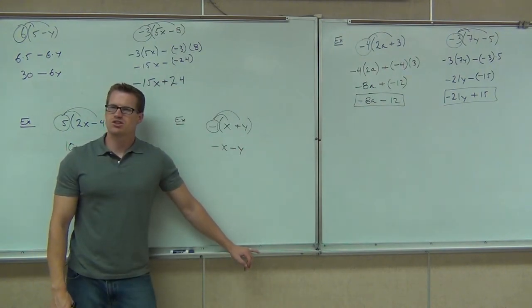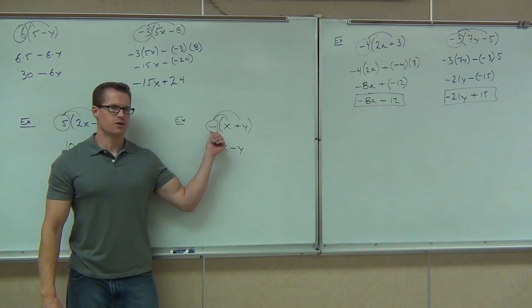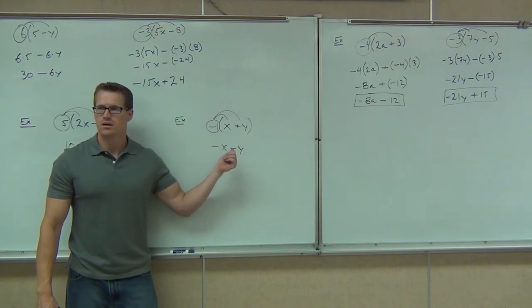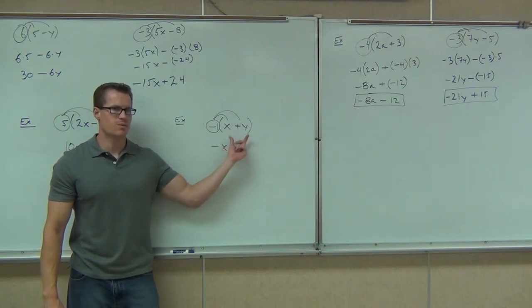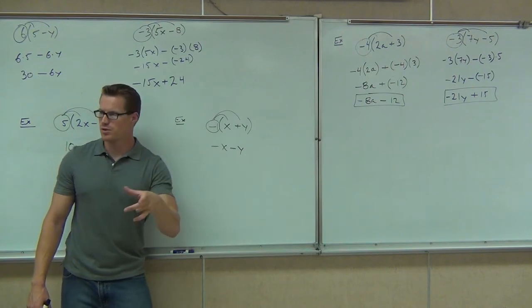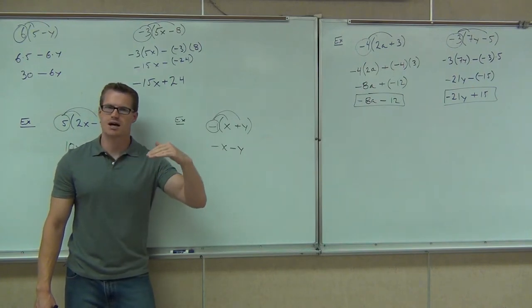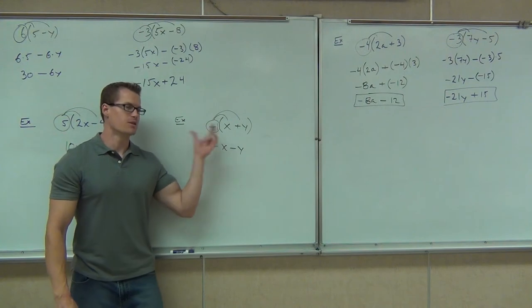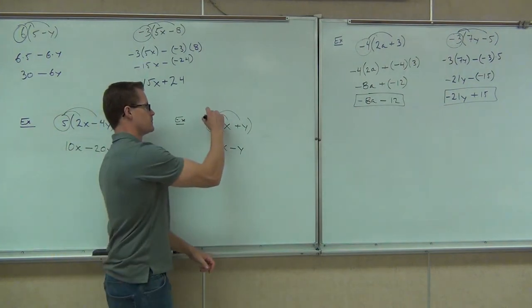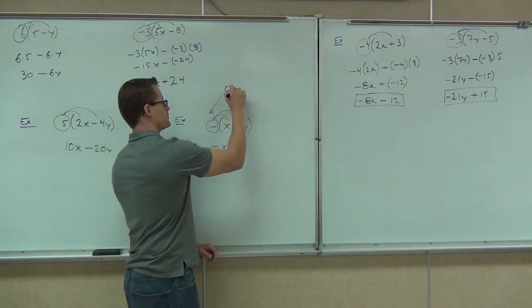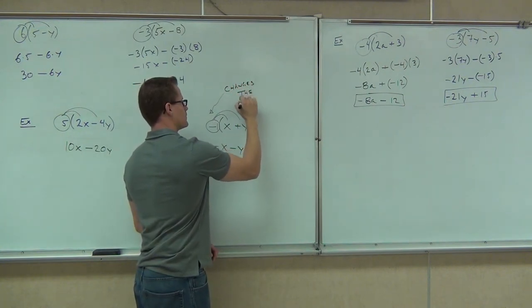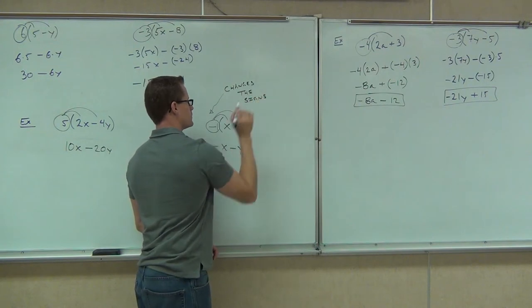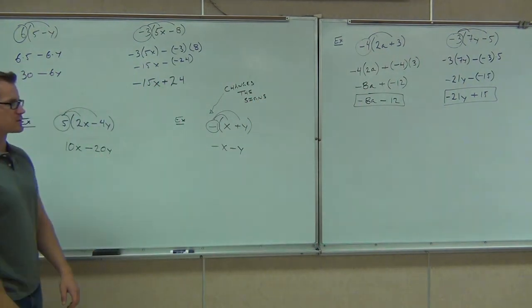So essentially, what does this negative do in front of your parentheses? Did it change the values? No. It didn't change the x and the y, it just changed the signs. Positive x became negative, plus y became minus y. A negative in front of your parentheses will simply change every sign inside your parentheses. Basically just changes the signs.